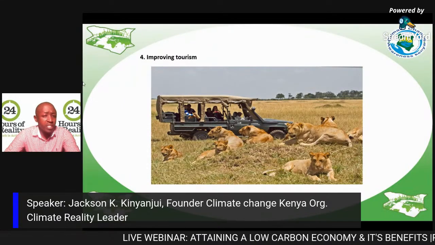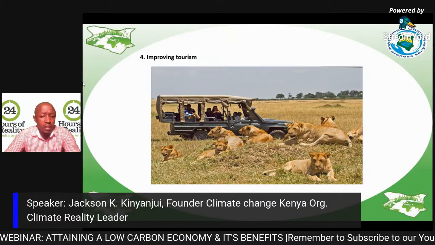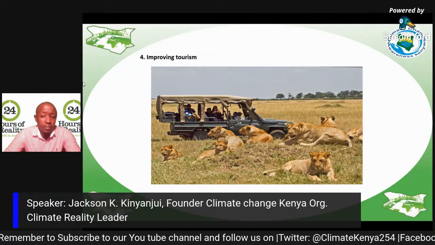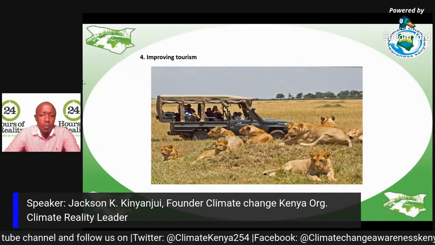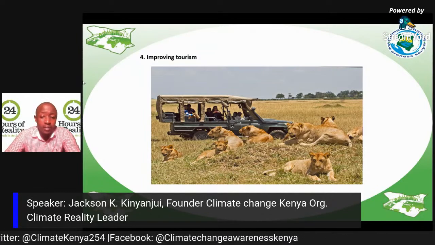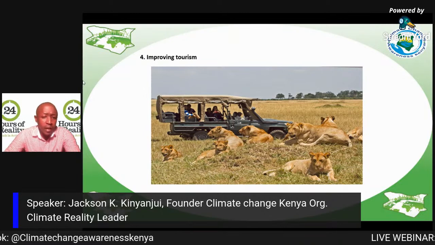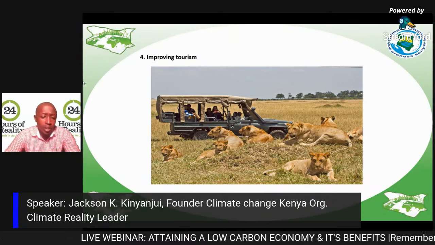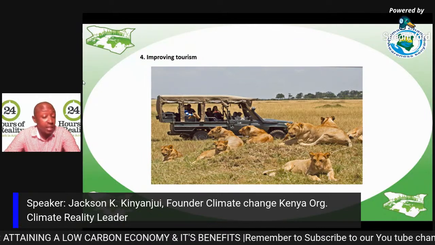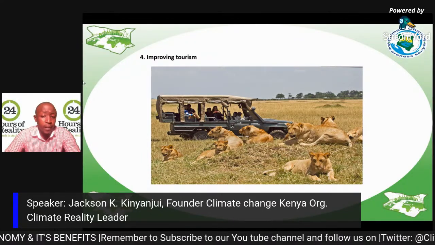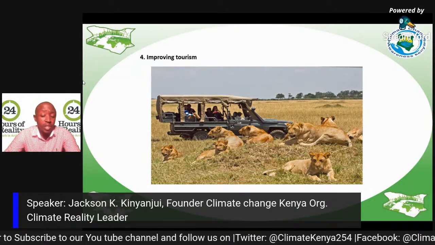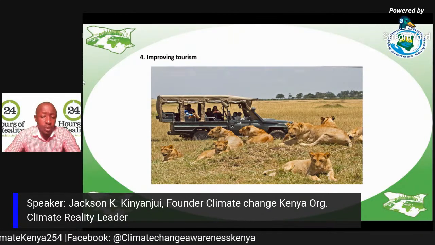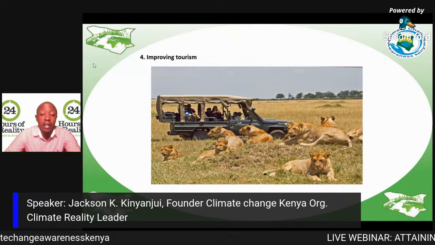Another benefit to the economy is the improving of tourism. Through embracing a green economy and low carbon emission, it means that we'll have improved our biodiversity. And with biodiversity, more species will be able to roam around in our national parks and forested areas. Birds will improve and tourists will be able to come to our countries for bird watching, looking at the animals which are now becoming extinct. Some of them, like the rhino that we have in Kenya, are becoming extinct. The giraffes, the elephants. So yes, we need to embrace the green economy so that these animals can reproduce and multiply in large numbers.